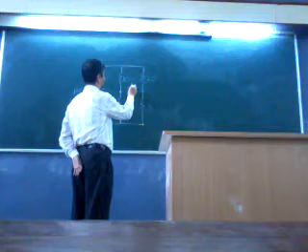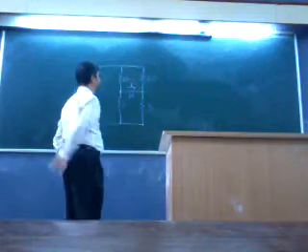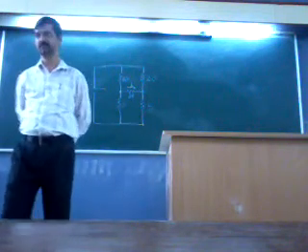So let us call I1. Find out the current I1 in the middle 30 ohm resistor. So we can suitably name the other currents.